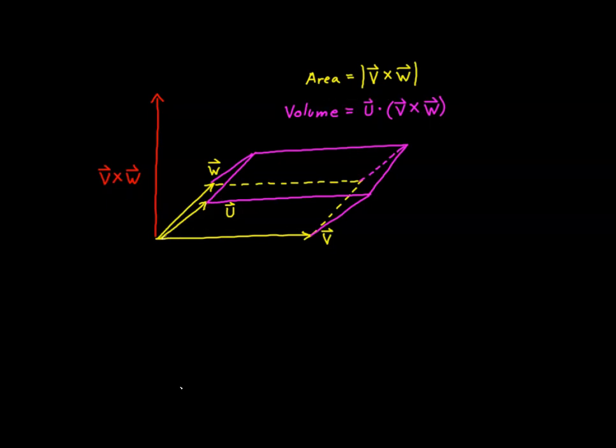So that then is the geometric significance of the cross product. The magnitude of the cross product is equal to the area of the resulting parallelogram, and the dot product between u and the cross product is going to be equal to the volume of the resulting parallelepiped.